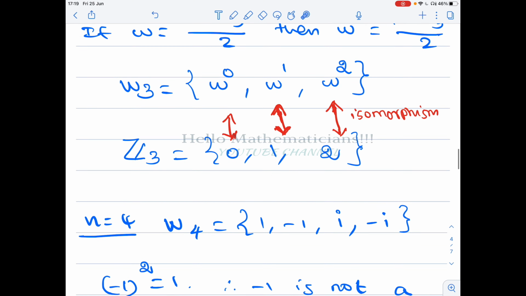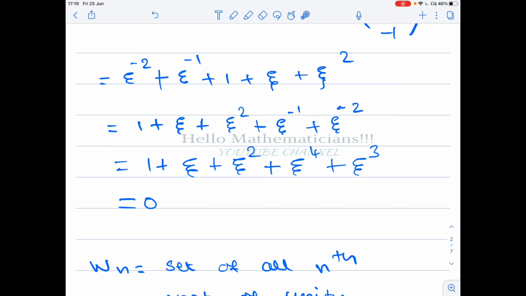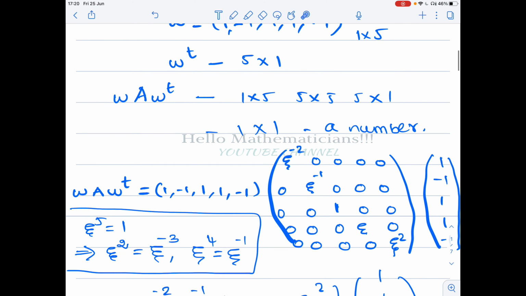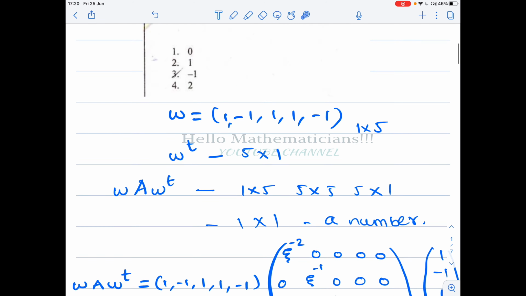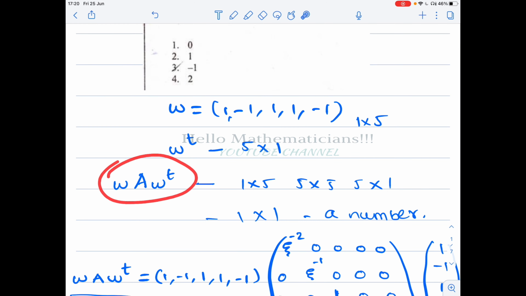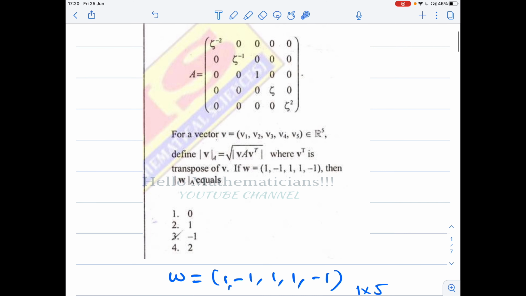Now we come to the problem. In the problem, since theta is a primitive fifth root of unity, we get 1 plus theta square plus theta cube plus theta power 4 equal to 0. But this is the value of mod WA. That's what we have calculated. WA transpose is 0, that's what we calculated in the beginning. But then if you take the modulus square root, it remains 0 only. Therefore, the answer to this problem is 0.